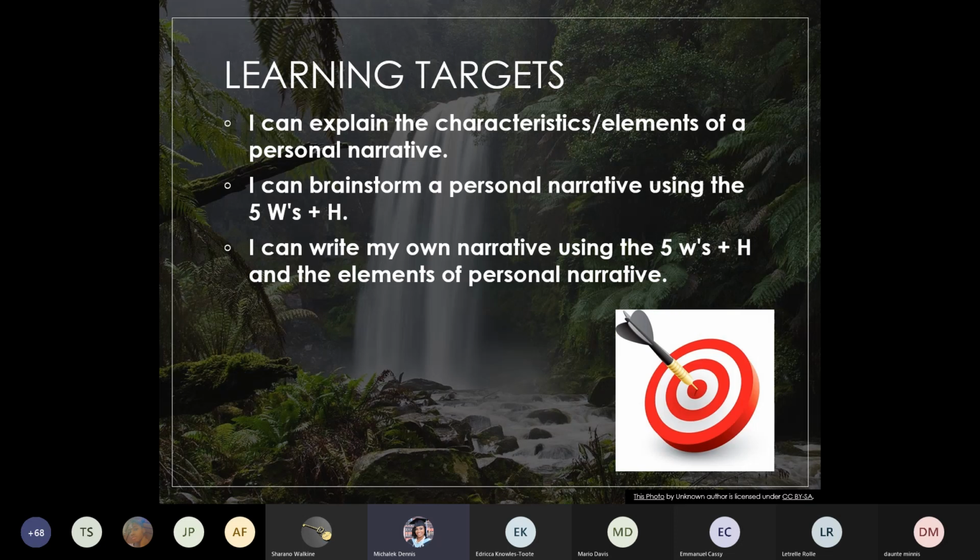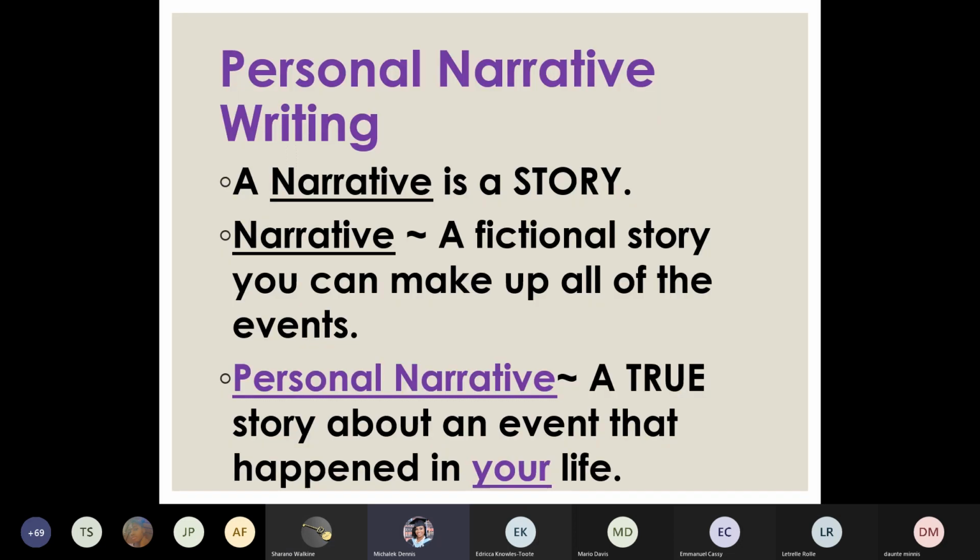All right. And these are what we are trying to aim at. These are learning targets, particular to this unit of personal narrative writing. All right.